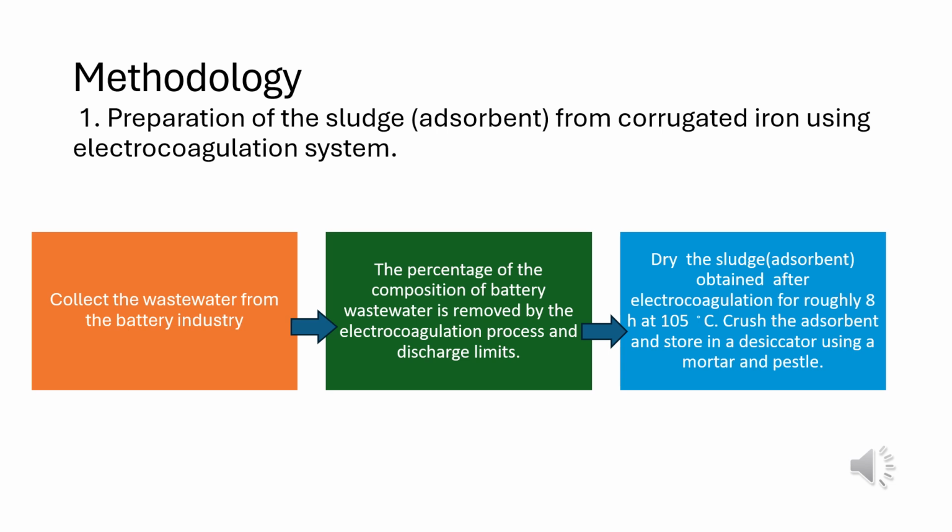Methodology: for preparation of the sludge or adsorbent from a corrugated iron using the electrocoagulation system. First, you have to collect the wastewater from the battery industry. Then the percentage of the composition of battery wastewater is removed by the electrocoagulation process and discharge limit. Dry the sludge or adsorbent obtained after electrocoagulation for roughly 8 hours at about 105 degrees Celsius. Then crush the adsorbent and store it in a desiccator.